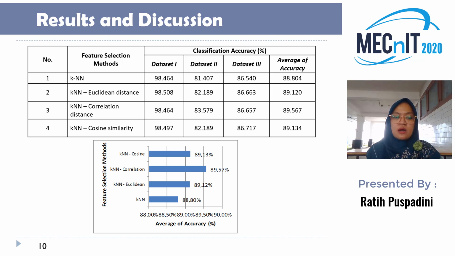The test results are shown in the table as follows. Feature selection method KNN, average of accuracy 80.84%. Feature selection method KNN with Euclidean distance, average of accuracy 89.12%. KNN with correlation distance, average of accuracy 89.56%. KNN with cosine similarity, average accuracy 89.13%.